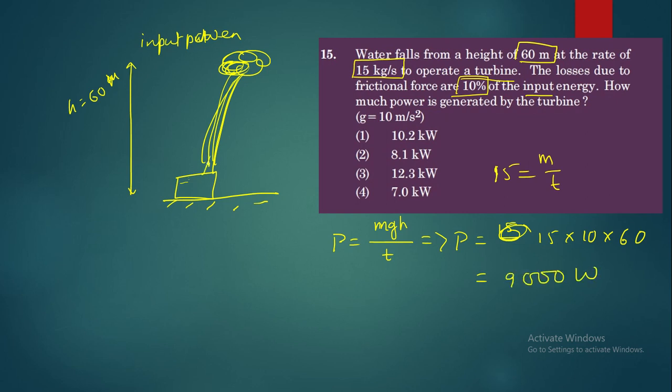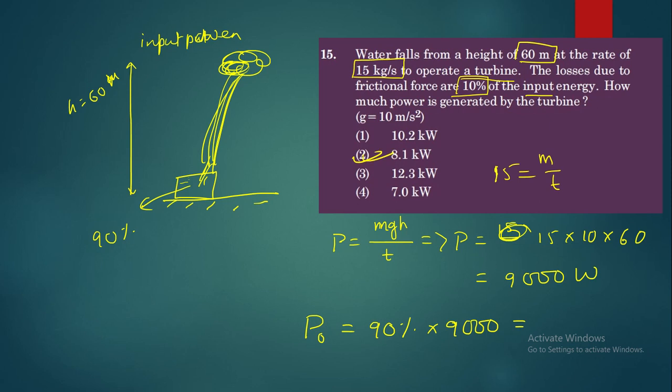But when it falls on the turbine, only 90% of the energy is converted or gained, because 10% is lost. So what is the output power? 10% is loss, so how much percent will be remaining? Only 90% will be remaining. So 90% of this 9000. So 9 into 9 is 8.1.